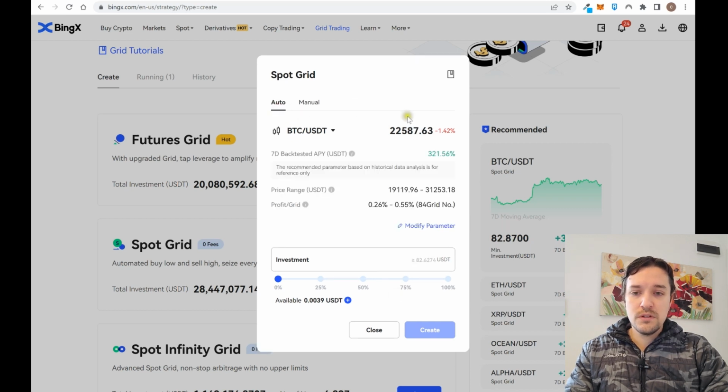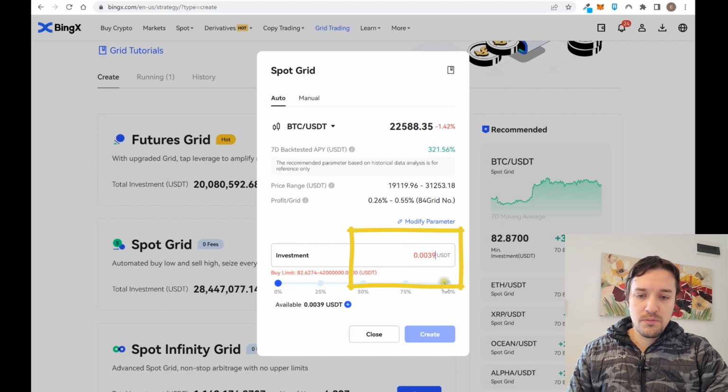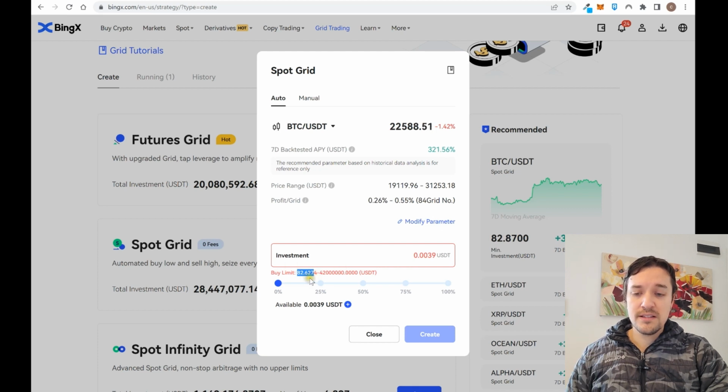Imagine that you want to use the automatic parameters. You just have to define the amount of money that you want to invest. In here, the minimum amount of money is $80. So at least you have to have $82 in your account to start this bot. If you have less than this amount of money, you can use, for example, the futures grid trading, in which you can invest with a lower amount of money, and you can click create, and that's it.